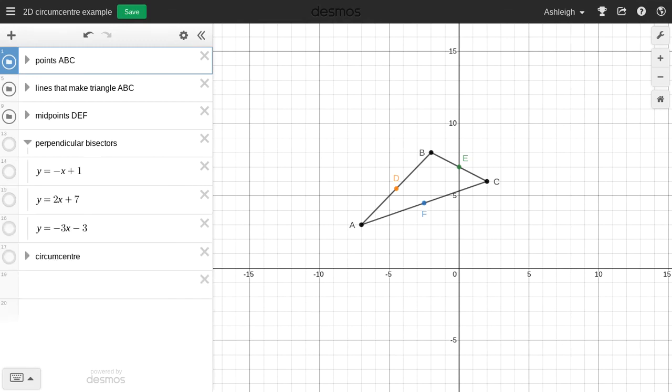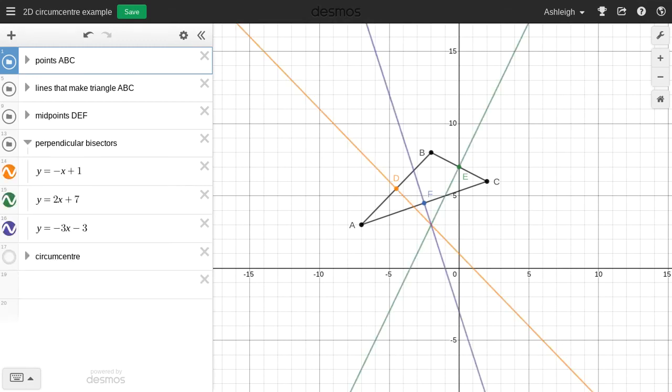And then the next folder has all three perpendicular bisectors. So the orange one and the green one that go through D and E are the ones that we just worked with. And then the purple one is the perpendicular bisector of side AC, which we didn't calculate, but this way it shows you that the circumcenter here is where all three of these perpendicular bisectors intersect.